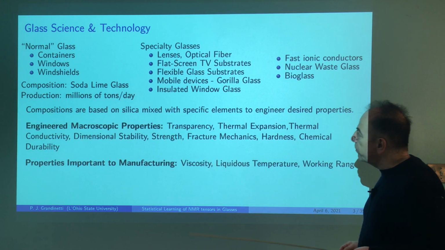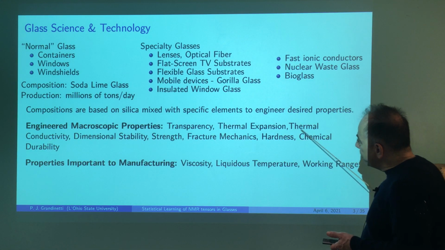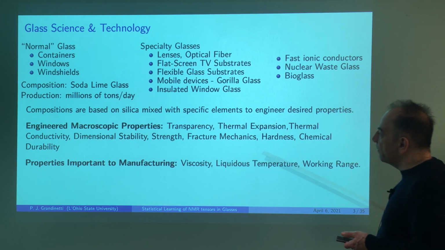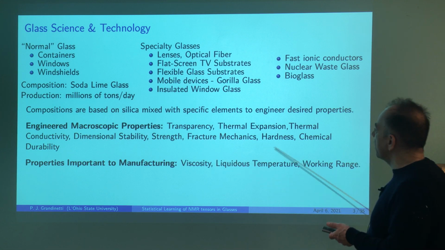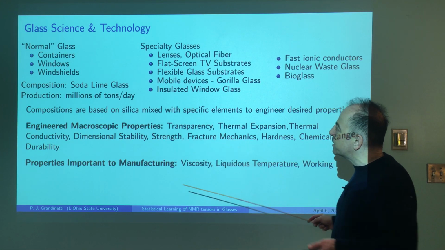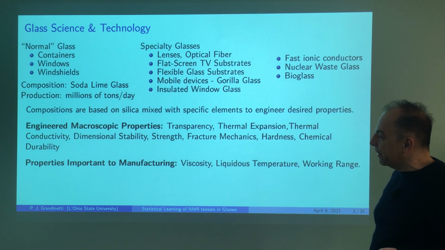Now, what's important when you're thinking about designing glasses is that you want to be able to think about all of these macroscopic properties like the strength, the hardness, the chemical durability, transparency. All of these are important for various applications.